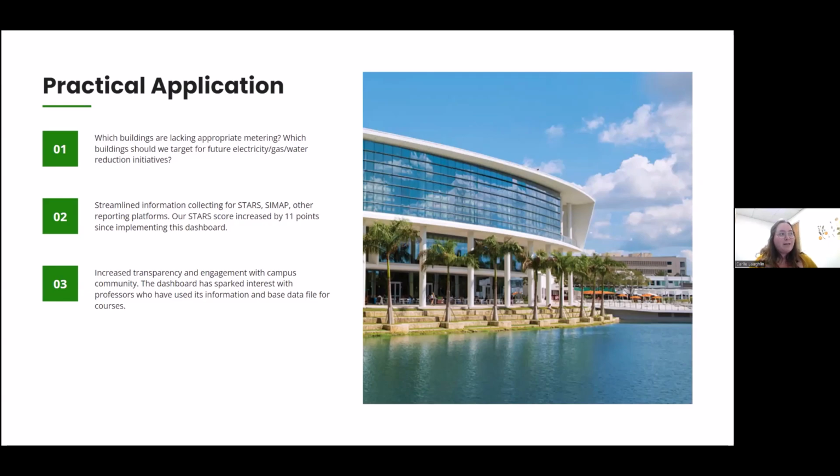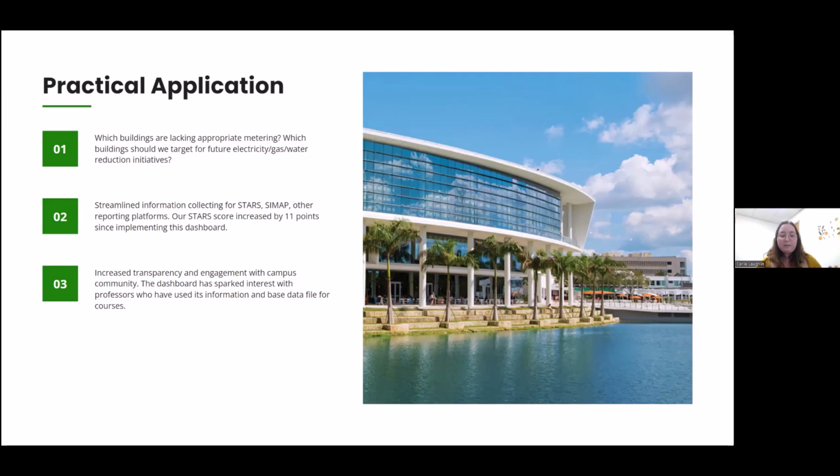It's also streamlined our information collecting for STARS, SciMap, and other sustainability certifications that we apply for. Just because I had to go and think about what data needed to be put into this dashboard and then make a list of all the different places where I could get that data. Our STARS score increased by 11 points since implementing this dashboard, because we were just finding new areas of information to report on that we hadn't taken into account before.